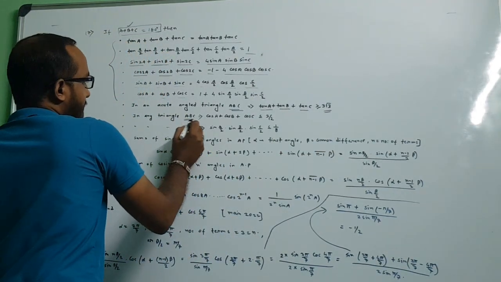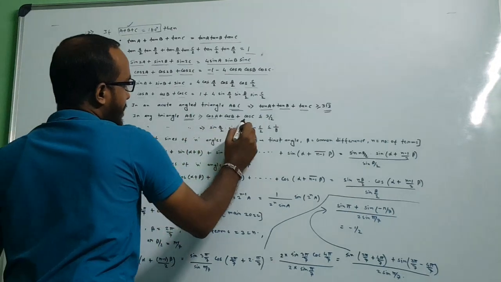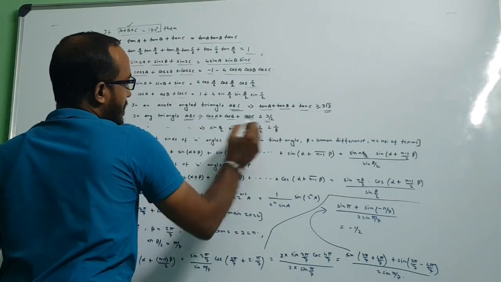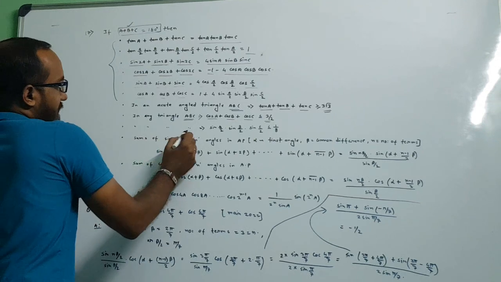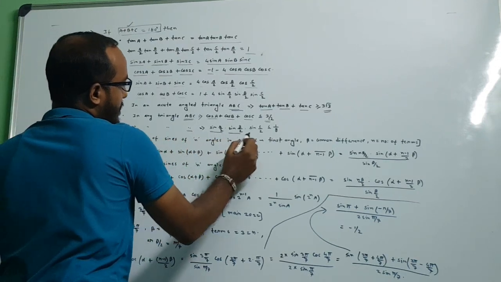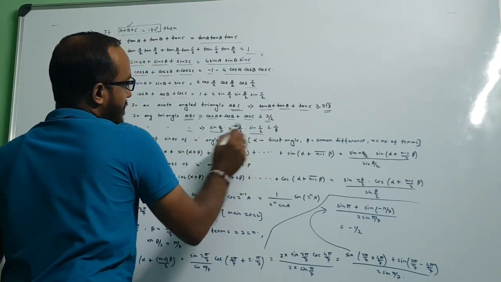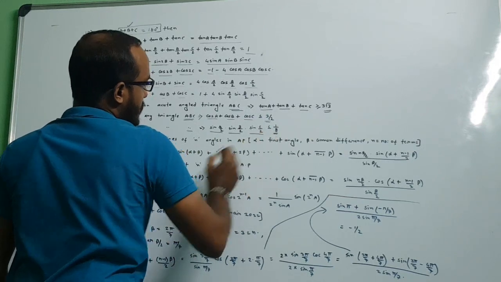In any triangle ABC, cos A plus cos B plus cos C is less than or equal to 3 by 2. In any triangle ABC, sin of A by 2, sin of B by 2, sin of C by 2, in multiplication, is less than or equal to 1 by 8.